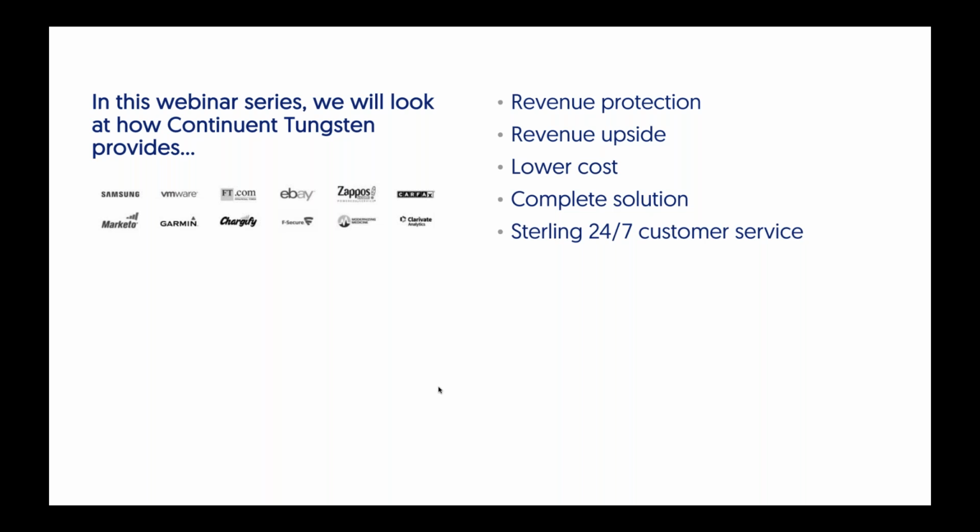We're also going to demonstrate how we can do this at a lower cost, and lower cost covers a variety of different angles. We'll dig into those. We're also going to describe how we have a complete solution. Hopefully it's something that will sit there and you won't need to provide any level of customization or extension on top of that. We're also going to talk about our Sterling customer service, which is something that we are immensely proud of, and something that our customers are really happy about.